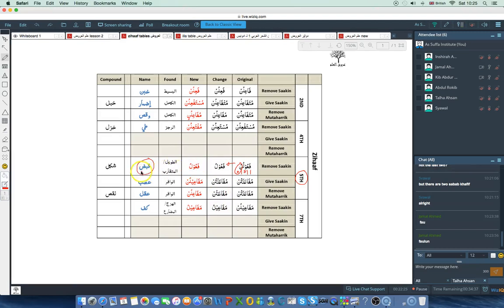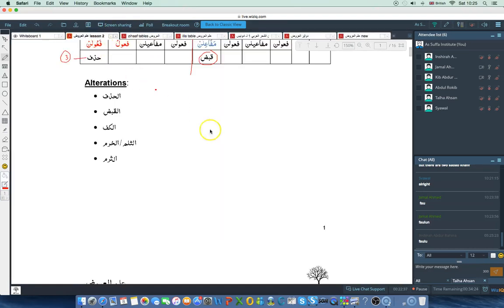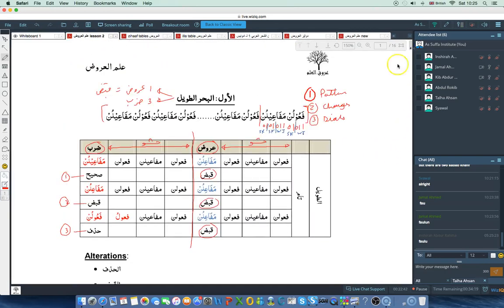Okay, so this is called qabad. Qabad is the removal of the fifth sakin, the fifth letter if it's a sakin. So let's go back to this table again. Okay, so that's qabad. So now imagine over here, fa'ulun. If you apply qabad to fa'ulun, it becomes fa'ulu. Mafa'ilun. If you apply qabad to mafa'ilun, what's going to happen to it? What is it going to become?